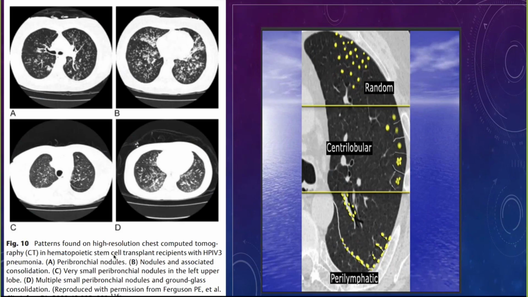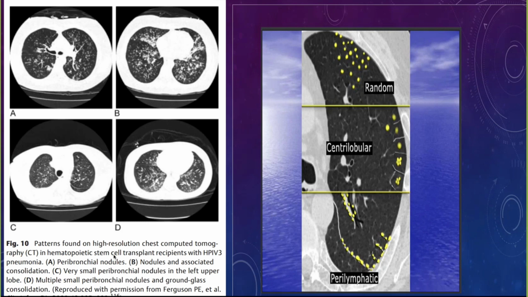So this paper is from CID, and it shows different CT scans of a patient with allogeneic stem cell transplant and parainfluenza. And this other slide was from Dr. Green. This is nice because it helps you to visualize the typical nodules that you may see in some infections.